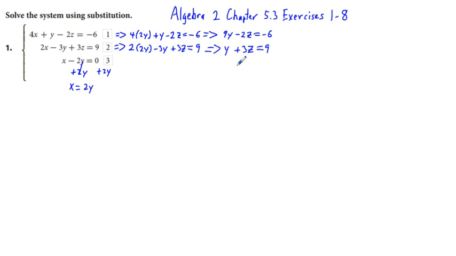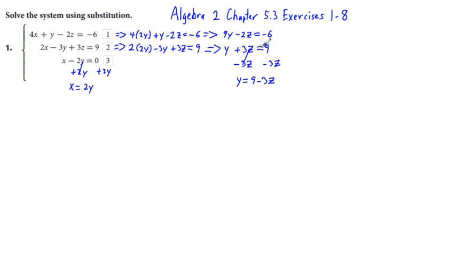And now with this second equation below, y plus 3z equals 9, we can subtract 3z from both sides to solve for y. So minus 3z, minus 3z. So we have y is equal to 9 minus 3z.